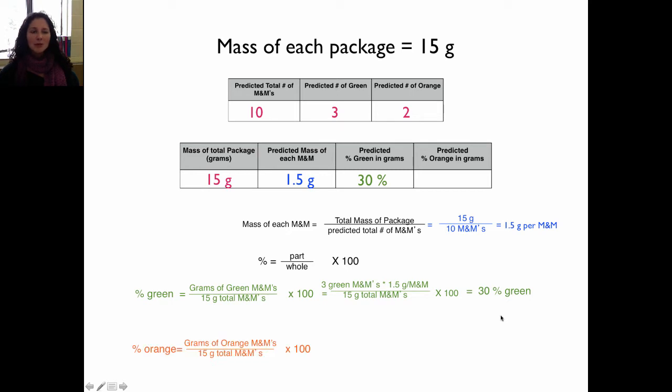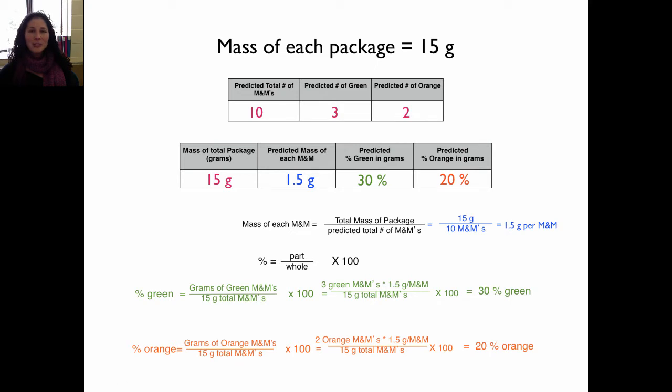I would do the same thing with the orange. I need the number of grams that are due to the orange M&Ms, and then I can divide by the total package and multiply by 100%. Here I guessed 2 orange M&Ms. I'll multiply it by the mass of each M&M that I predicted, and then I divide by the total grams of the package, and I get 20% orange M&Ms.